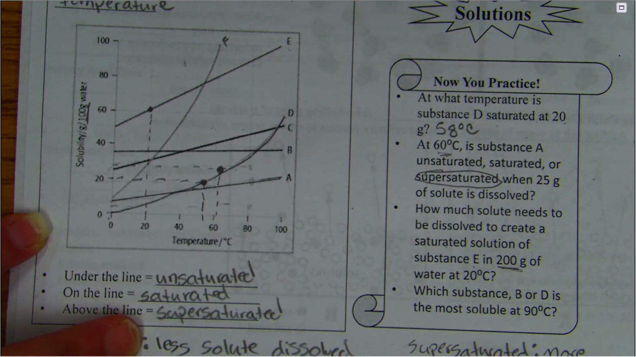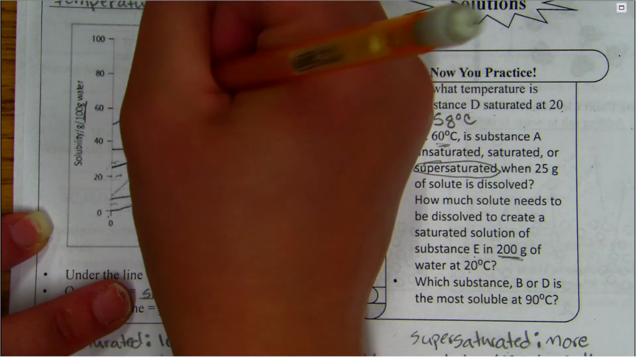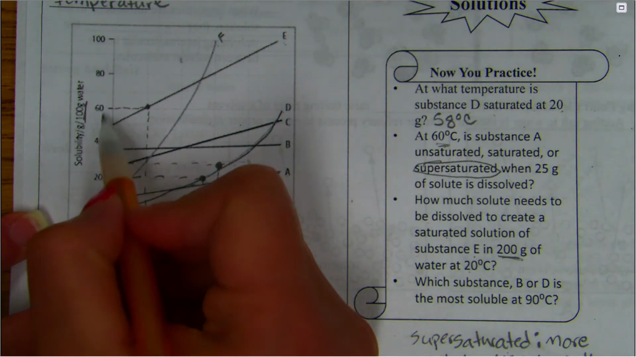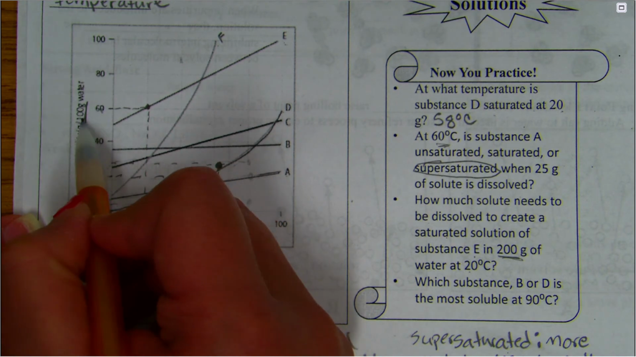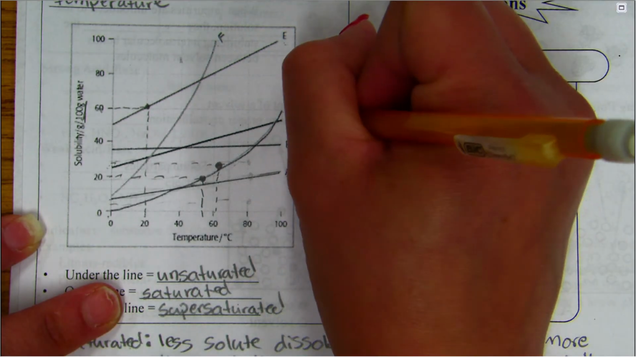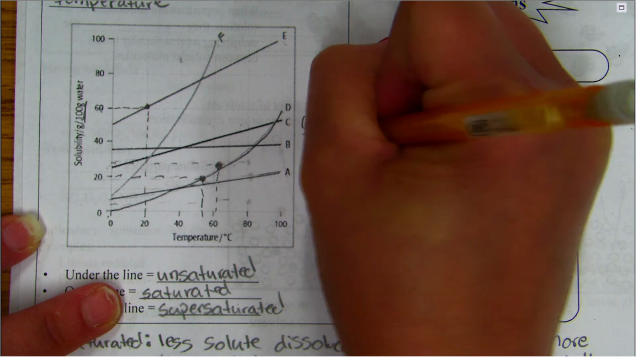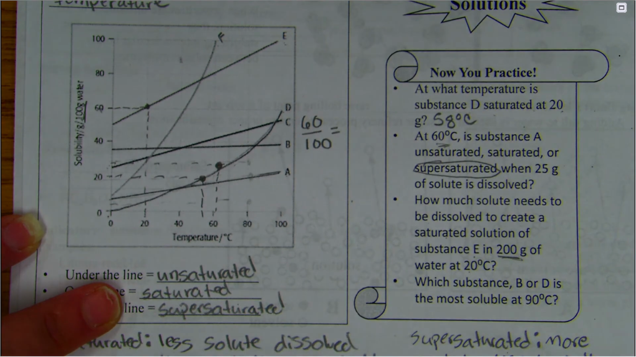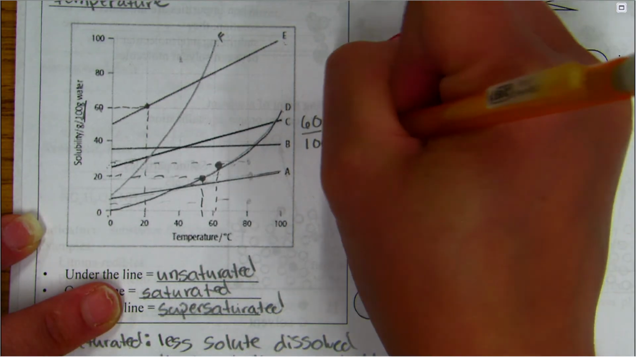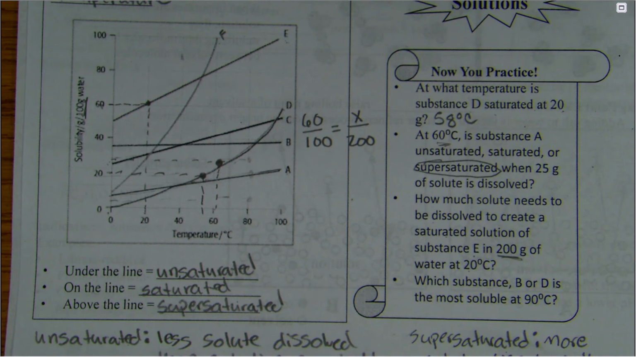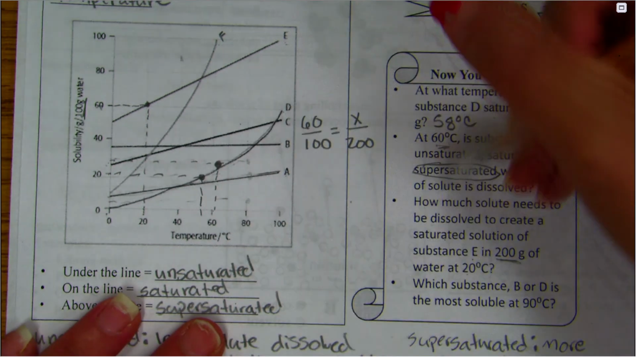And how many grams is this? It is 60 grams. So 60 out of 100. So I'm going to have to set up a ratio. 60 out of 100 equals, I want to know how much that is, X out of 200 grams. So now I have to solve for X. I have to do a little bit of math to solve for X. So I'm going to cross multiply.